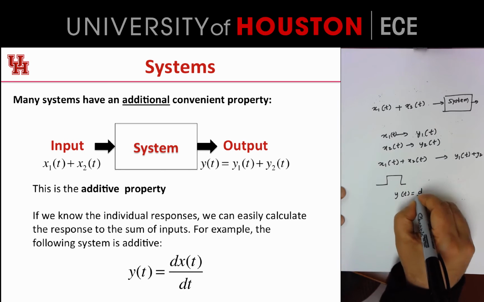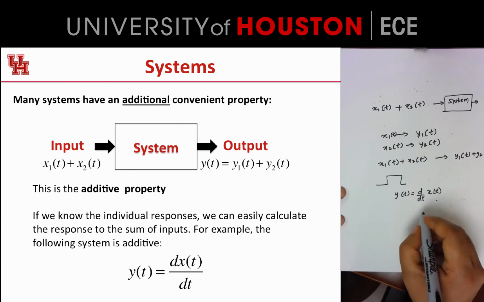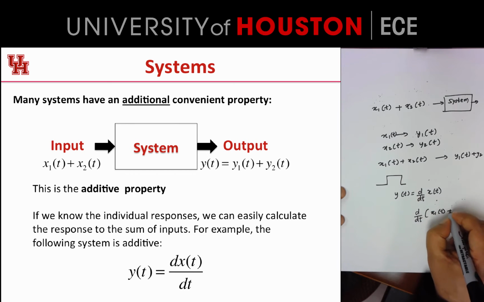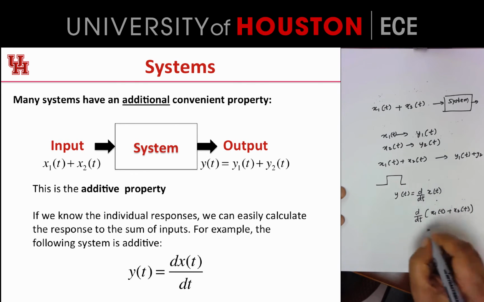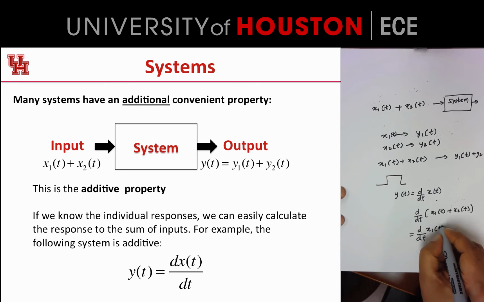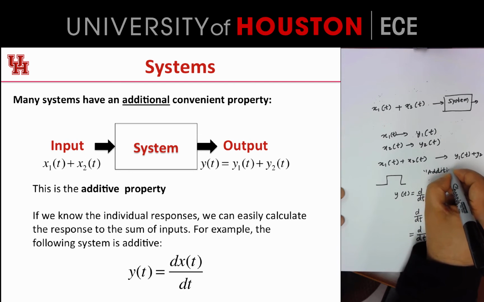Now, of course, if you were to have a system where y of t is d by dt of x of t, this system has this property because d by dt of x1 of t plus x2 of t, from basic algebra and basic calculus, we know that it's equal to d by dt of x1 of t plus d by dt of x2 of t. This is known. So for this reason, the simple system that is depicted on your left has this property, and we call this the additive property.